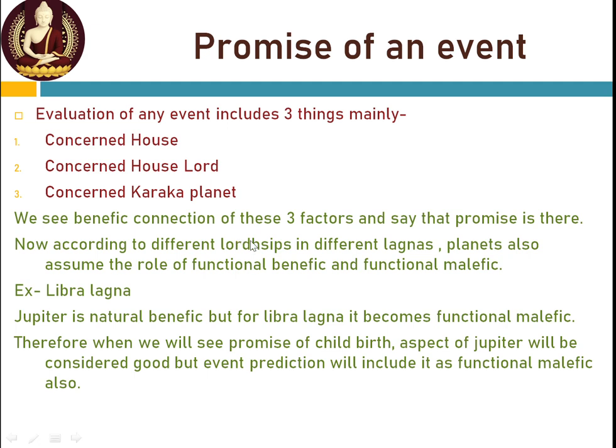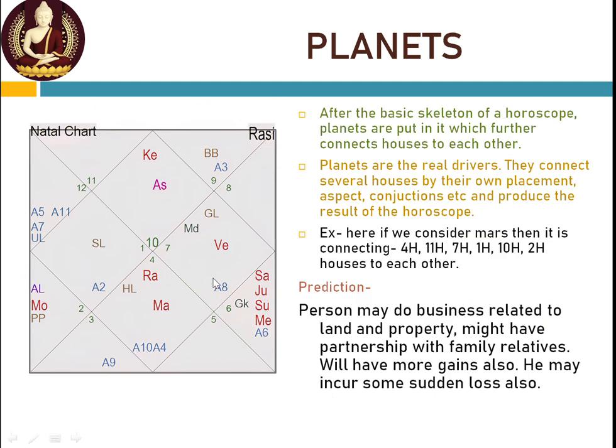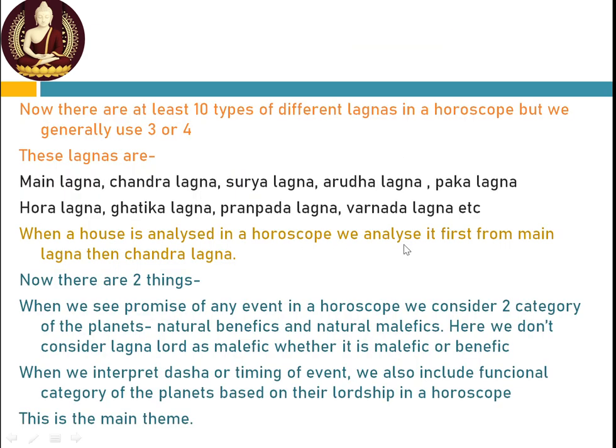Now according to different lordships and different lagnas, planets also assume the role of functional benefic and functional malefic, which I have already told you. In this example, where Mercury owns the 6th house and 9th house, it will be functional benefic. Why? 9th house is more potent than 6th house. Although it will give result of both houses, but 9th house result will be more prominent, or more beneficial. Why? Because it is the 9th house of fortune. So this is how we can see functional malefic or benefic.